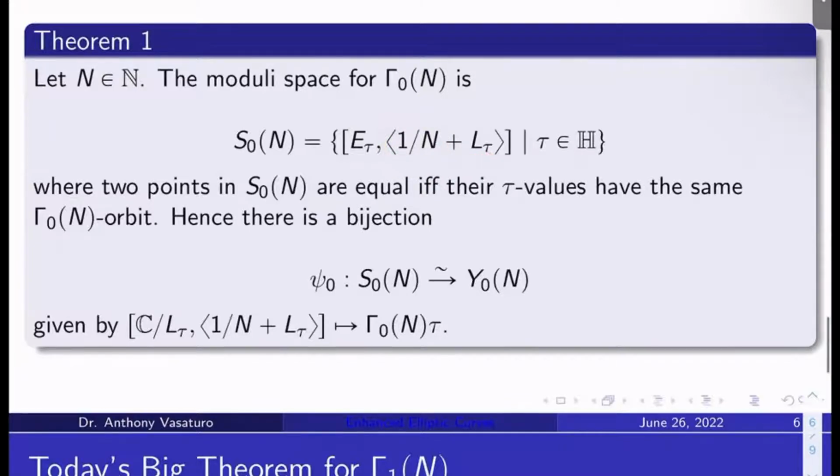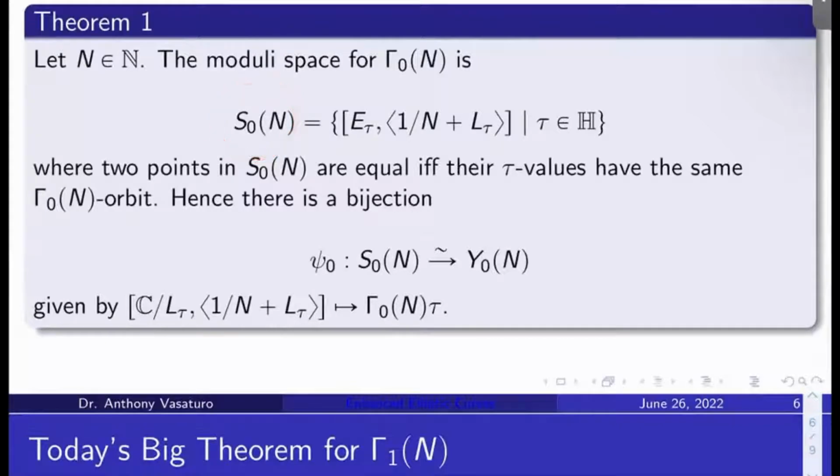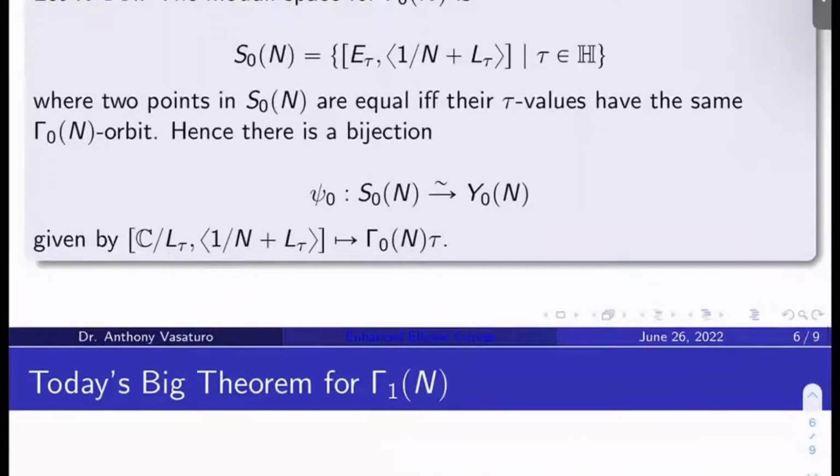Okay. Now, two points in S sub 0 of n are equal if and only if their tau values have the same Gamma 0 of n orbit. In other words, there is a bijection, which I'll call psi sub 0, from S sub 0 of n to Y sub 0 of n. So you can think of the orbit space of the action of Gamma 0 of n on the upper half plane as just S sub 0 of n, which is fantastic. Okay, and here's the map. It sends an elliptic curve, C over L tau, comma, 1 over n plus L tau, that cyclic subgroup of order n.